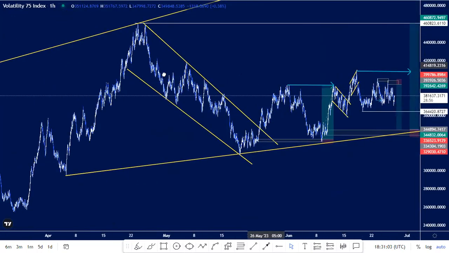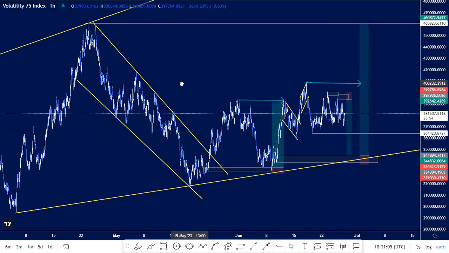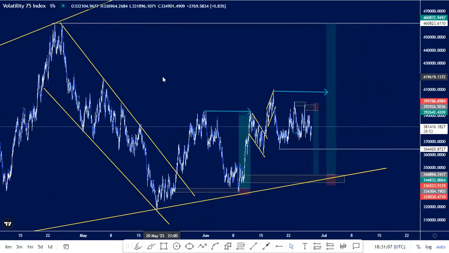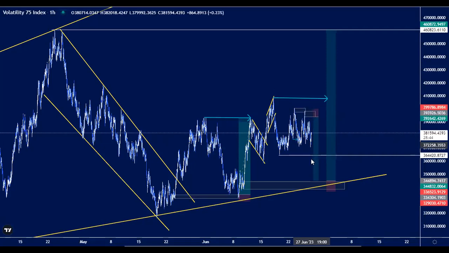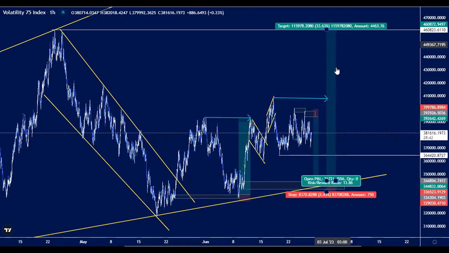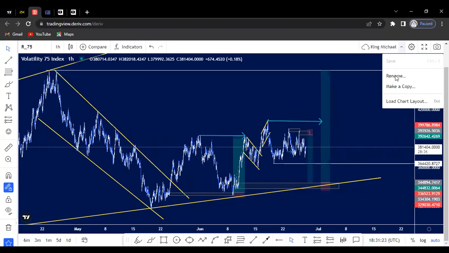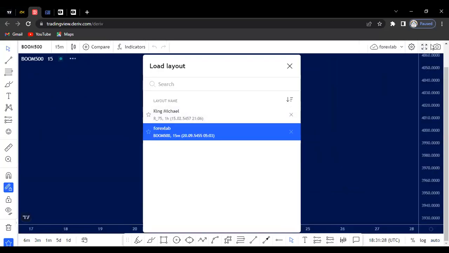This is a synthetic indices pair. Now I don't want to destroy this analysis, so let me go to a fresh chart so that I can show you why I'm expecting this move down before this move up. Those are two particular moves that I'm currently expecting right now for volatility 75. So that is what I'm currently expecting.